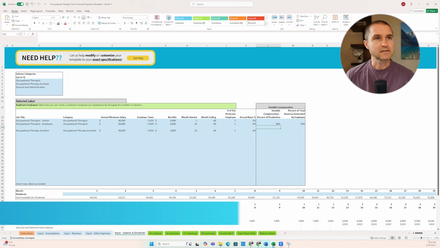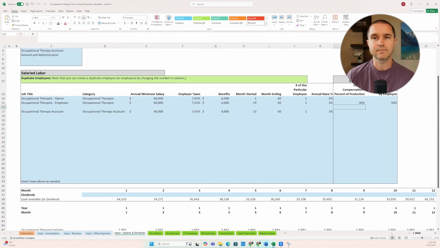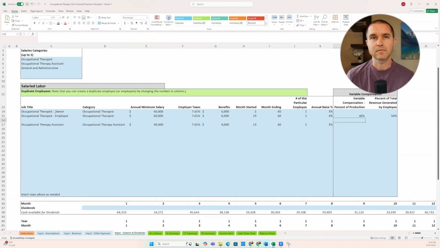All right, then let's look at our salaries tab. So this is our last input tab. And so the way I filled this out was assuming that you as an owner, we have you as an owner here, as an occupational therapist, you're going to make a minimum salary of $60,000. So that's kind of, hey, this is the minimum I need to pay myself to get by. So I've got $60,000 in here, and employer taxes of 7.65%.